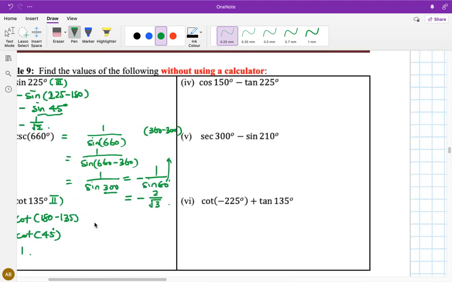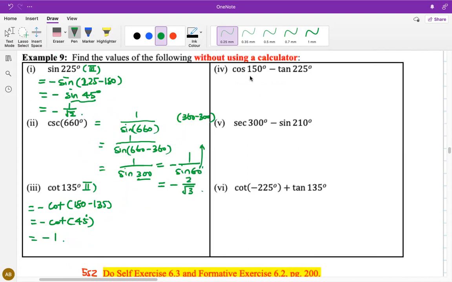Okay, next, number 4, cos 150. Cos 150 is in quadrant number 2, so therefore it is negative cos 30 degrees. Then minus tangent 225, this is in quadrant number 3, so tangent is still positive, so it still maintains negative. Tangent 225, the reference angle is 45 degrees. How do we know so fast that the reference angle is 45, and for 150, the reference angle is 30?